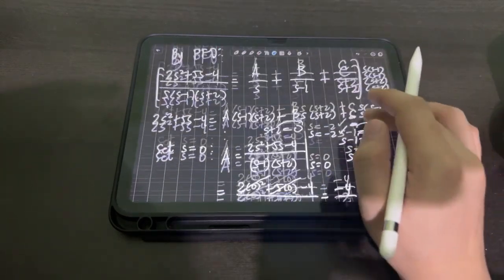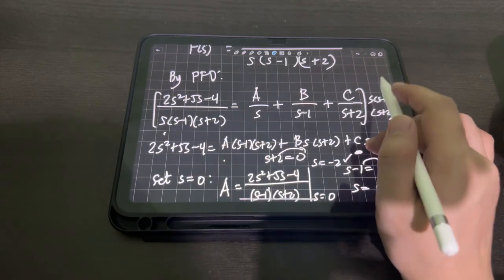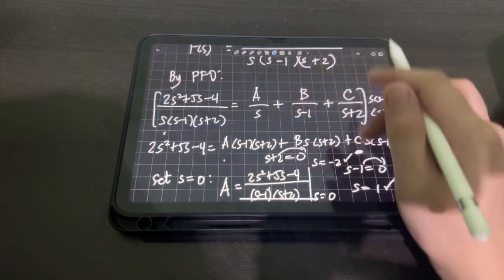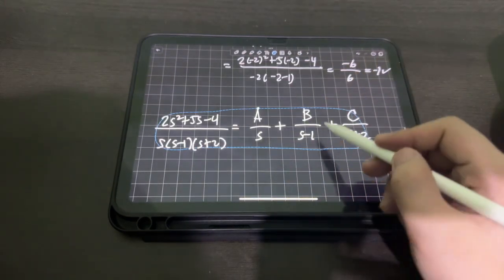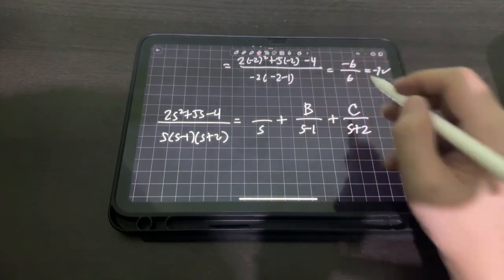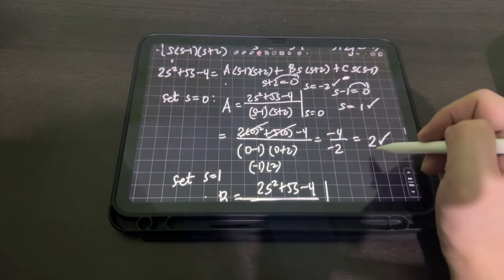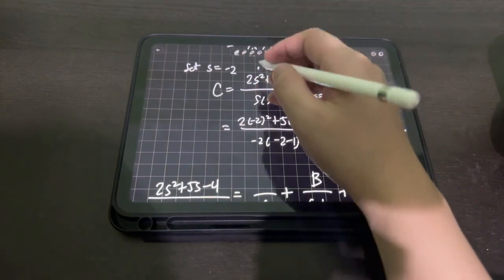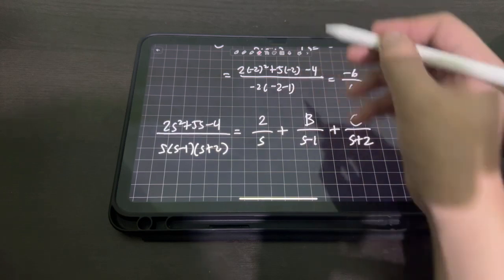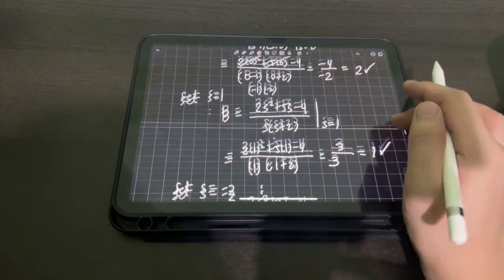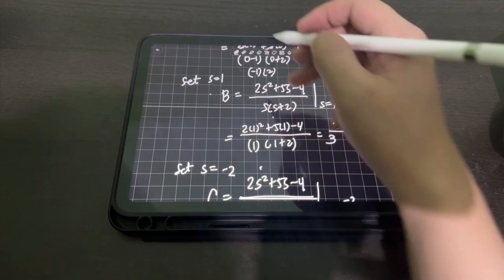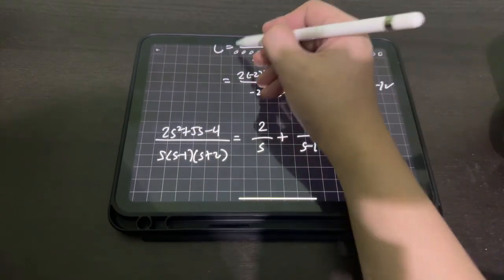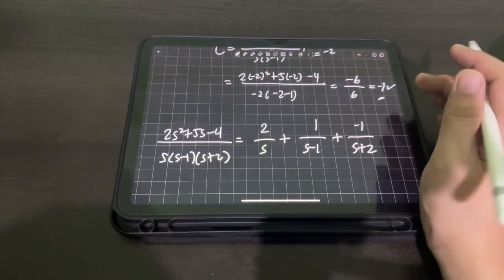Okay, now that we have all the unknown constants on the numerators, A, B, C, we can substitute here in the sum of partial fractions. Let's copy. Okay, substitute the value of A, which is positive 2. Okay, you have positive 2 here. Value of B, substitute with 1. Okay. Then, last, value of C, substitute with negative 1.